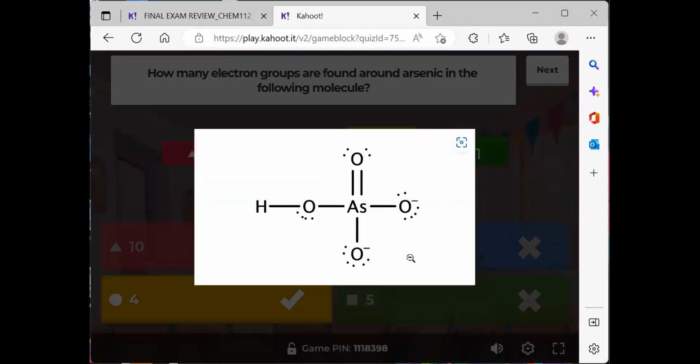Remember that when it comes to electron groups, a lone pair is one electron group, a single bond, a double bond, or a triple bond. They all count as one.